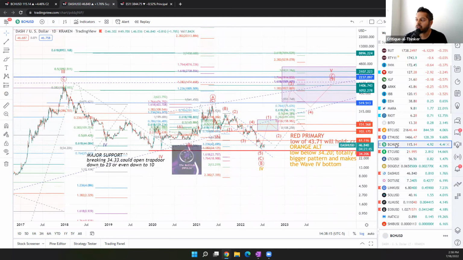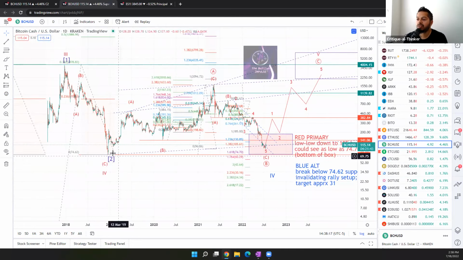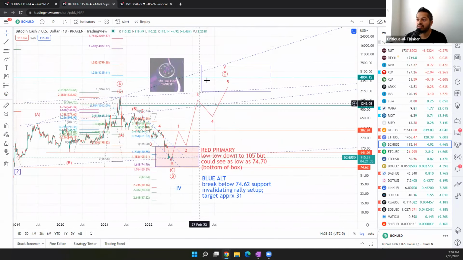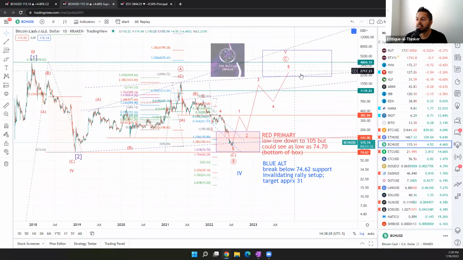That's how I'm interpreting Bitcoin Cash, our rally off of the bottom in December 2018. I'm counting it as an A wave up and this crash as some kind of a B wave down with a final C wave left to go. That would be an impulsive five-wave rally.